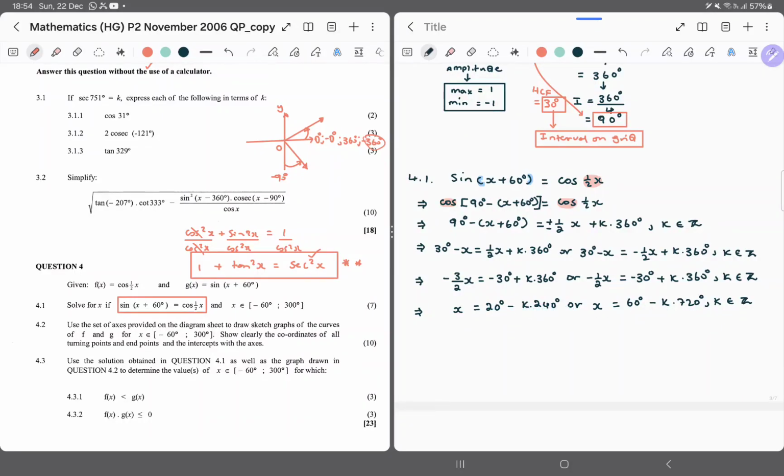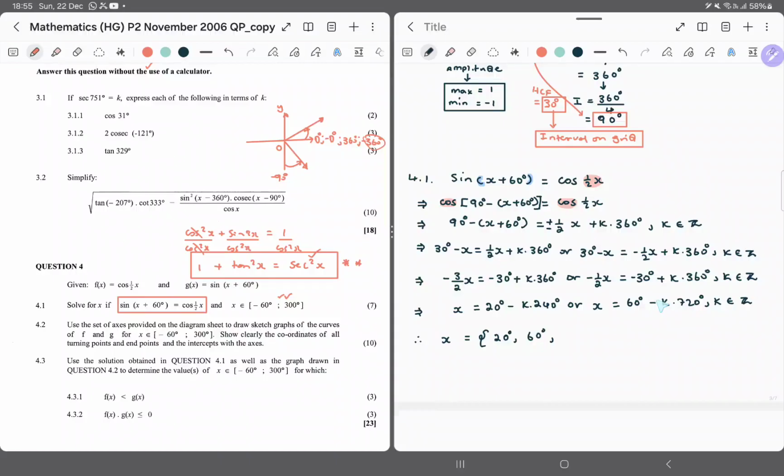Now once our general solutions have isolated x, we can solve for x. Therefore x is equal to a set of values which we need to find now. When k is 0, we have 20 and 60, so we can write 20 degrees, 60 degrees. Is there more? Let's say k is 1, so this is 20 minus 240, so this is outside the domain, because remember we are given a domain. This must be between minus 60 and 300.